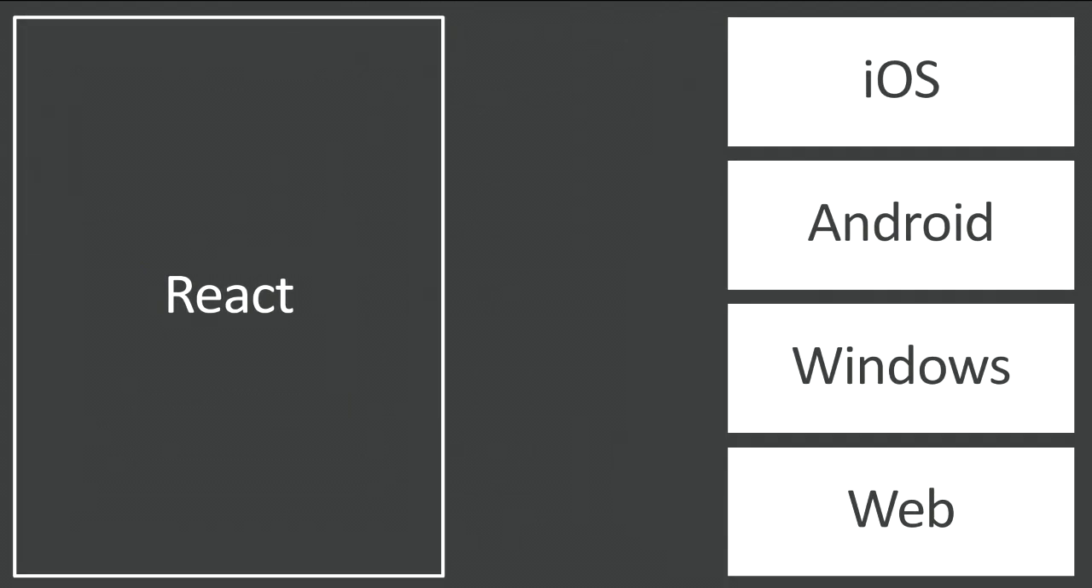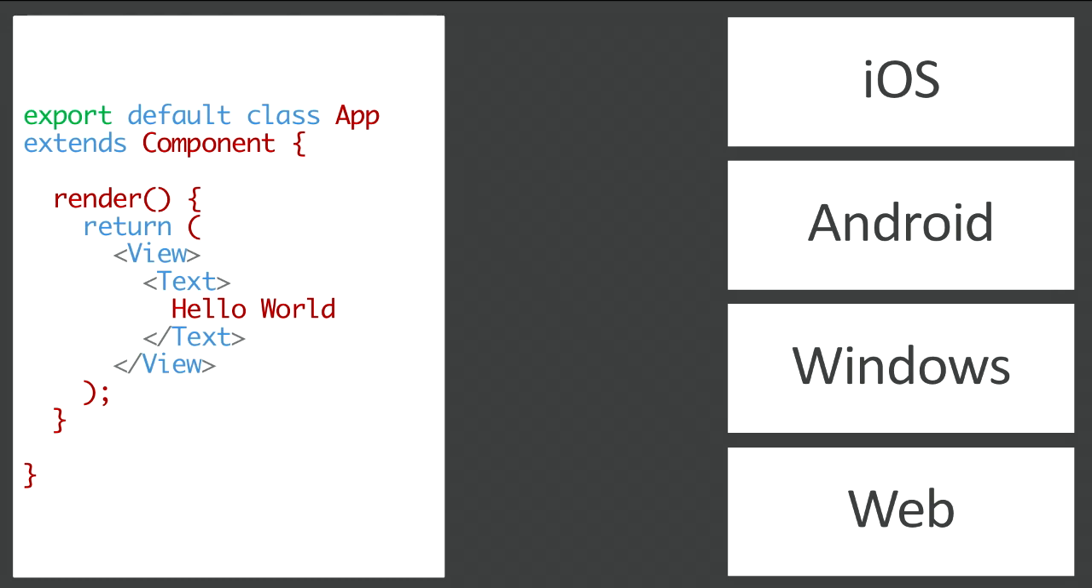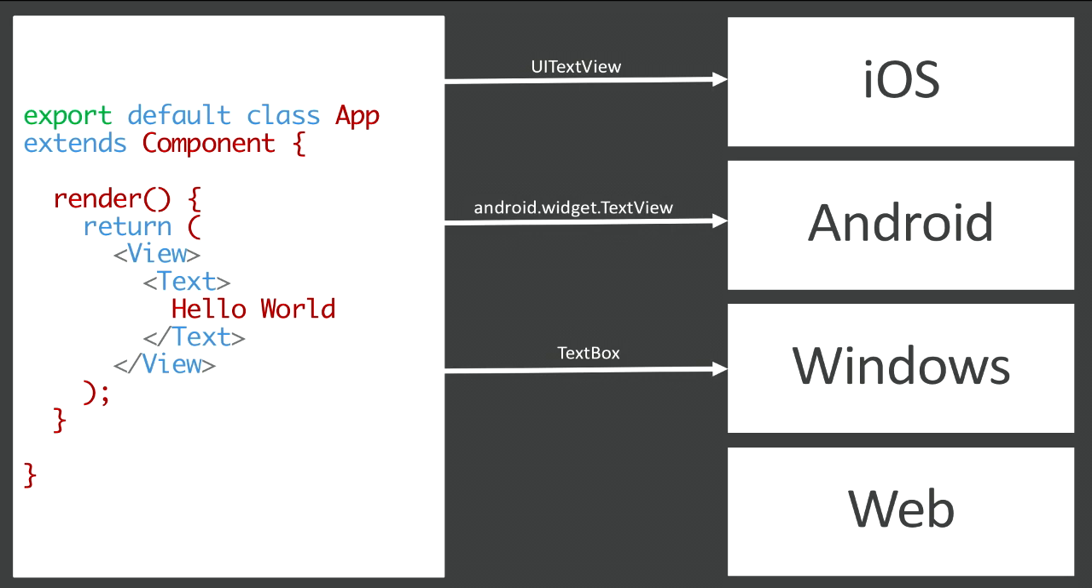The way the React application is structured is something like this. So a typical React component is structured in terms of views and text. These are typically components that you think about when you compose your user interface. Each of these components are then transformed into whatever the native interpretation of that component is going to be. For example, in case of iOS, it's going to be a UI text view. In case of Android, it's going to be the typical Android widget. In case of Windows, it's going to be a text box. And in case of the web, it's going to be div or span.